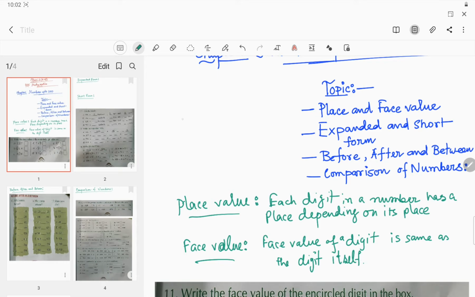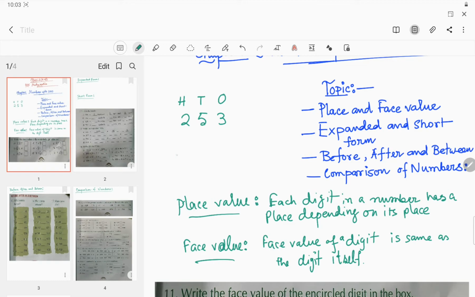Suppose I am taking an example, 253. You know, this is a 3-digit number. 3 is in the ones place, that's why I am writing O. O means ones. There is another place which is tens place. 5 is in the tens place. The new term, that is 100, this is another place, and 2 is in this place.